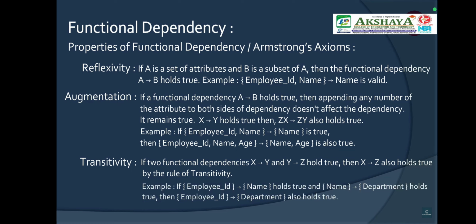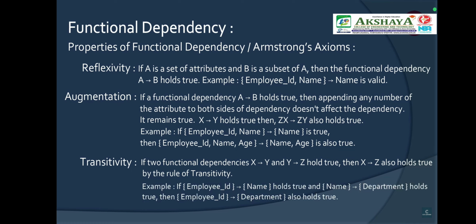Next one is augmentation. If a functional dependency A → B holds true, then adding any number of attributes to both sides of the dependency doesn't affect the dependency. It remains true. If X → Y holds true, then ZX → ZY also holds true. Example, if employee ID, name → name is true, then employee ID, name, age → name, age is also true.